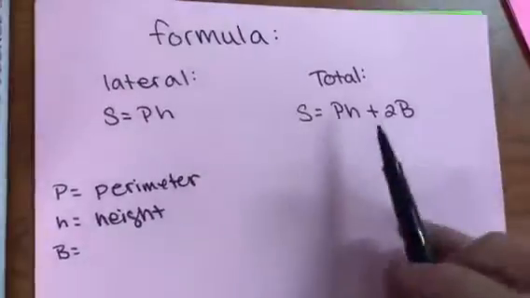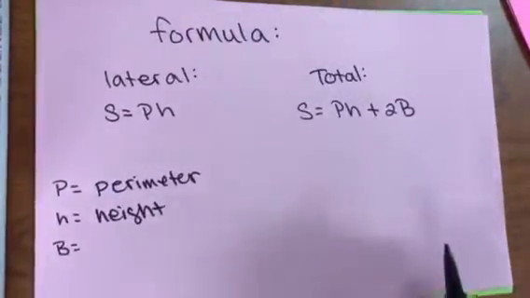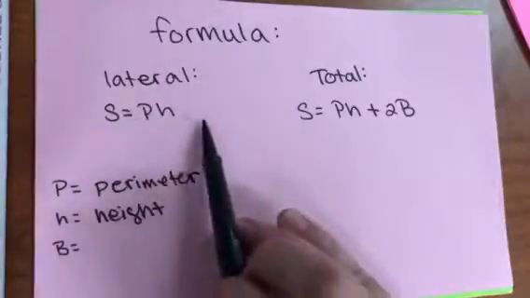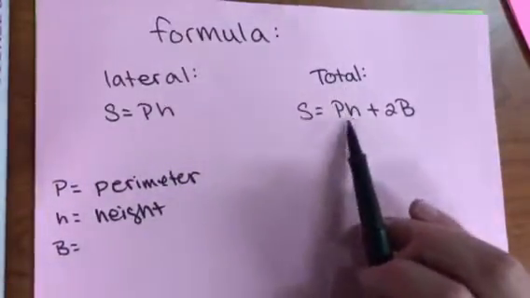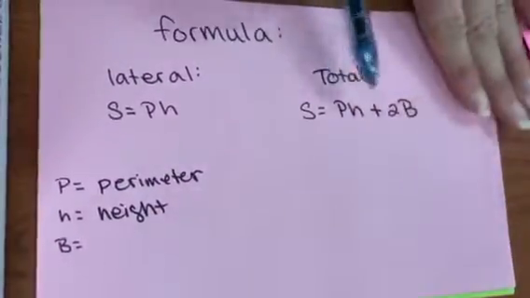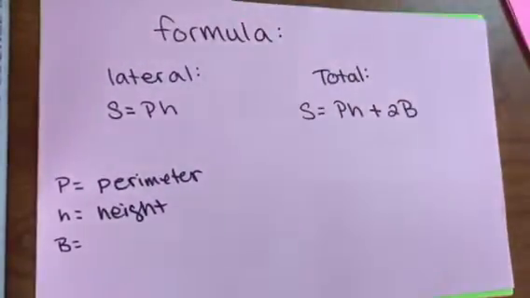Okay, now the B. There's no B here. It's over here. Oh, duh. So this one, it's your perimeter and your height, and that's your lateral. You're going to notice your total. Wait, hold on. It's the exact same thing. That means it's the sides plus the two bases, the area of the two bases.